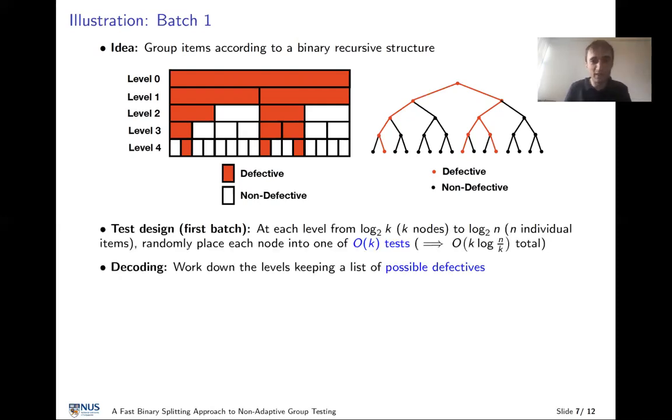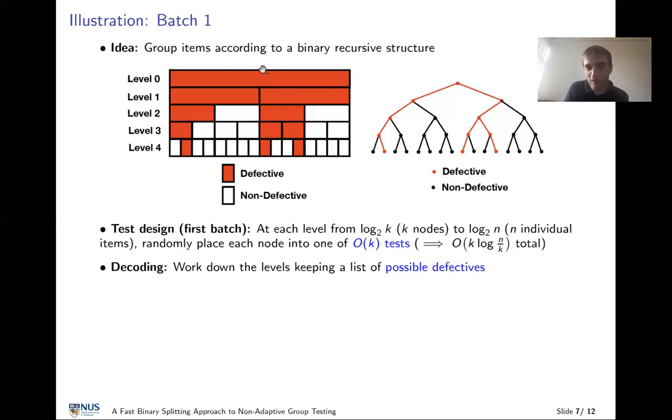Okay, so how do we design the tests? We're actually going to do it in 2 so-called batches. I don't want to call them stages, because stages brings up the sort of adaptive style thinking, and this is a non-adaptive algorithm. So I'll call these batches. The main ideas are in the first batch. And the idea is to look at these groups.